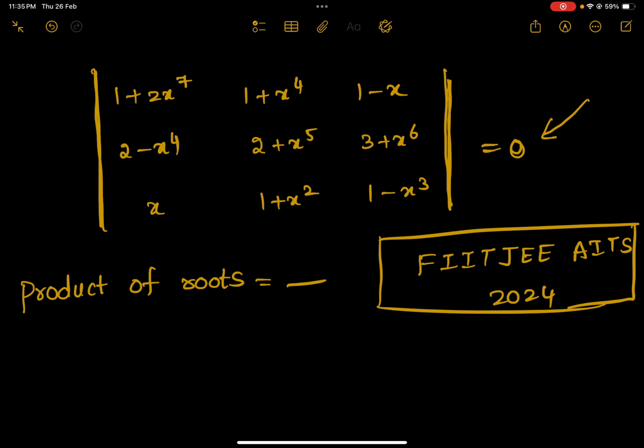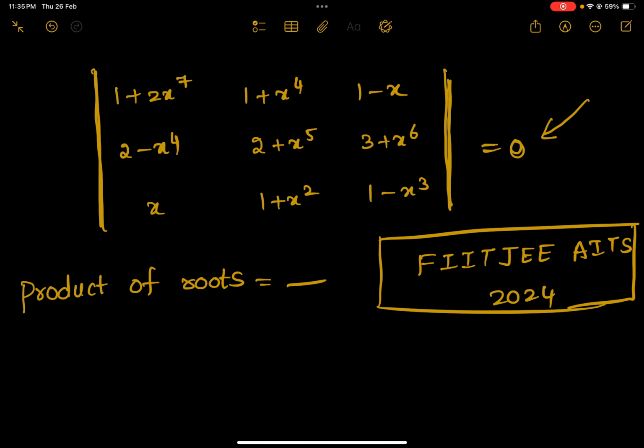Now what you can do is solve the determinant mindlessly. Just expand the determinant, solve it, form a polynomial, and you can easily tell the product of the roots. That is one way of doing it, but that will take a lot of time, and if you are really clever it will not take that much time. But what I wanted to do in this video is present a very good approach without solving the determinant. So now let us go ahead.